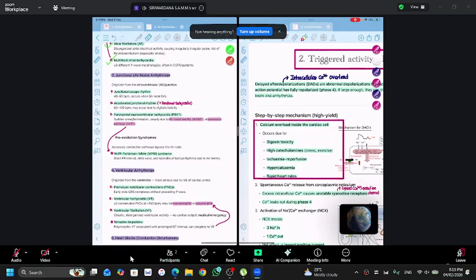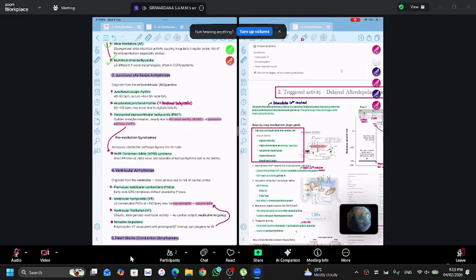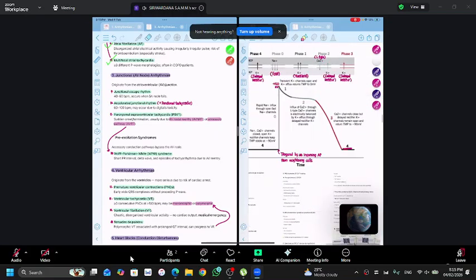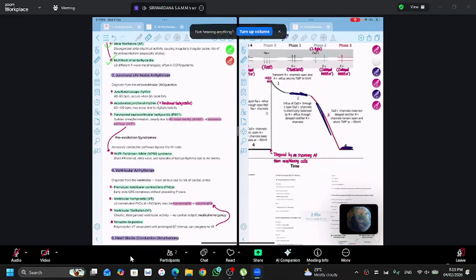Okay, so calcium overload in the cell can happen due to these mechanisms. We talked about each and every one of them yesterday. I'm not going to go through them again, but be aware of how it happens. But anyway, calcium overload usually happens during phase 4. Remember, EADs happen during phase 2 and 3. This happens during phase 4.